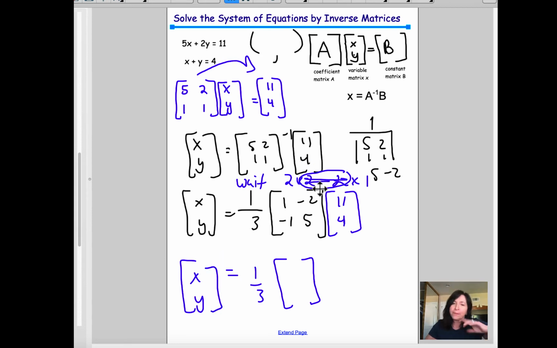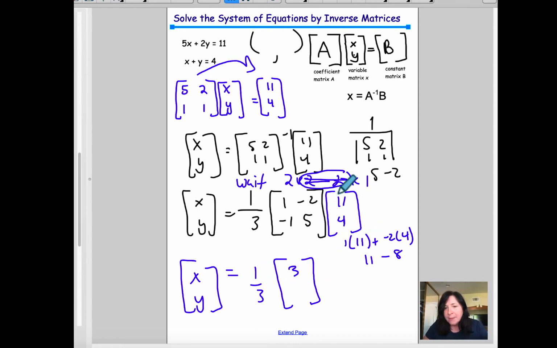So we're going to multiply the top row by the right column. So that's going to be 1 times 11, so 1 times 11 plus -2 times 4. Okay, what is that? 11 minus 8. 3. I like that number because I'm going to multiply that 1/3 by it.